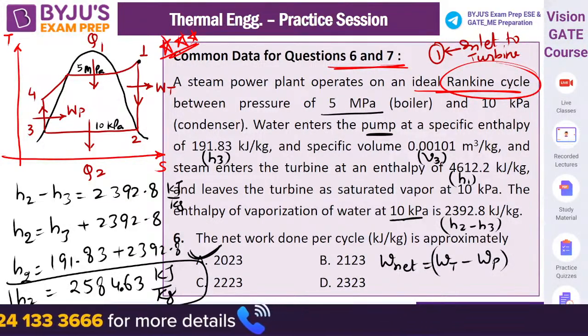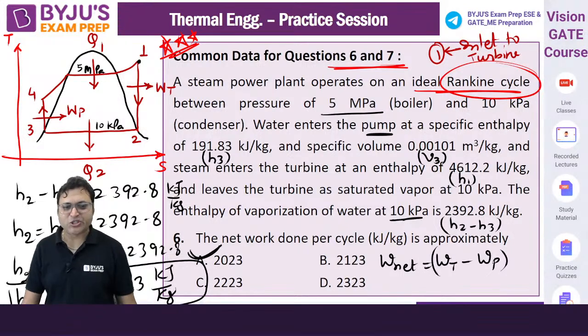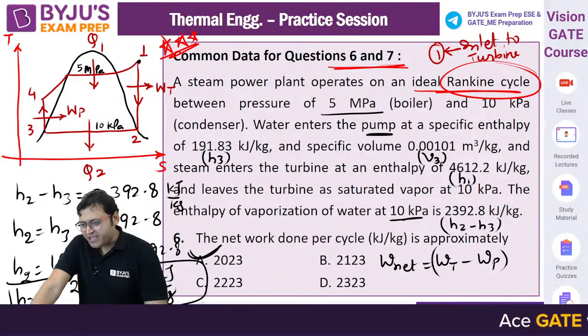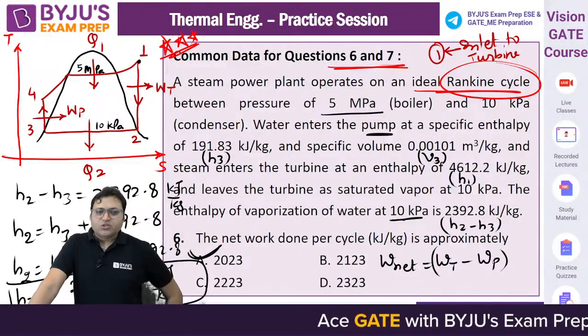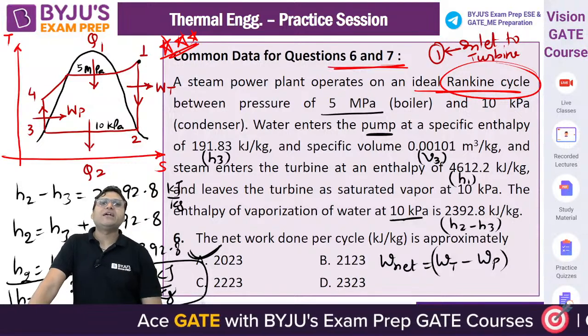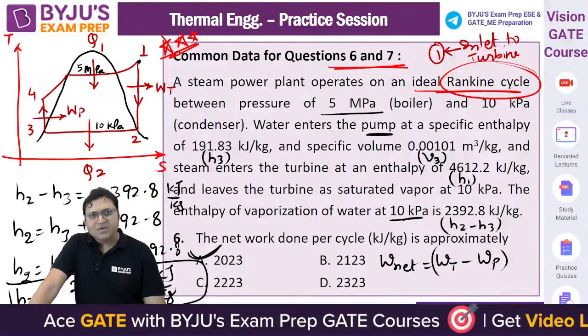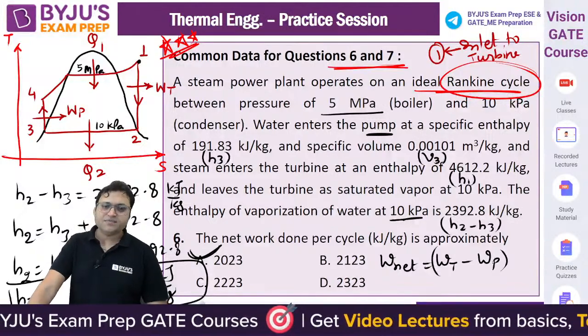Well done, Pradeep. Good, good, good. Shiva, how did you find out so soon? Is there any other shortcut? Please share if you have any other shortcut to find the net work done. So what we can do is calculate the work developed by the turbine, and calculate the work consumed by the pump, and subtraction of these two will give you the net work output, isn't it?